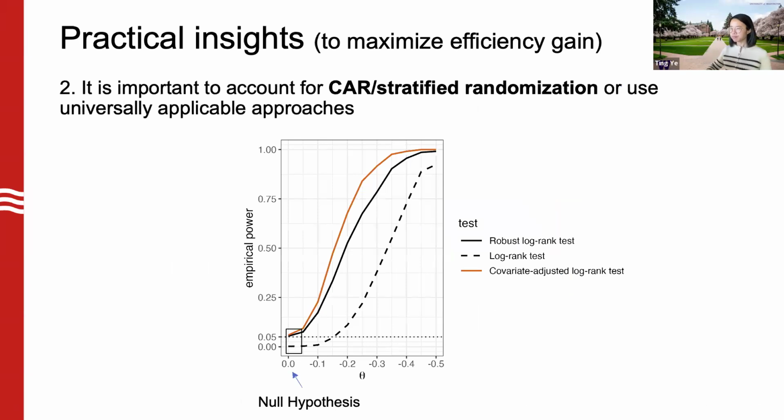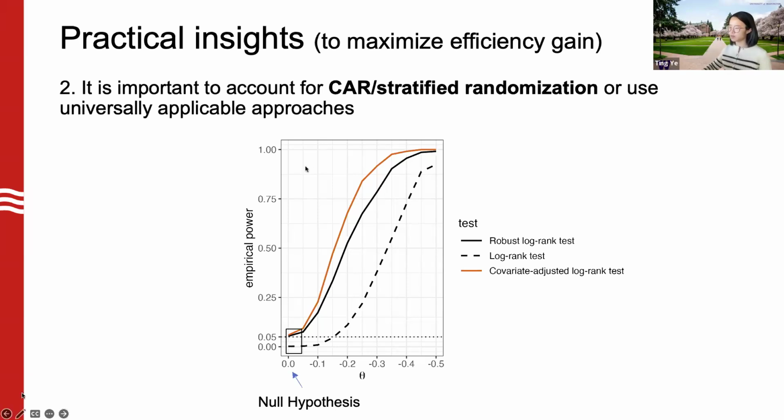So that's the first thing. The second thing is that it's actually important to account for covariate-adaptive randomization or stratified randomization, to take advantage of that and not be conservative. Or you can use universally applicable approaches like I mentioned with ANY-COVA and others.